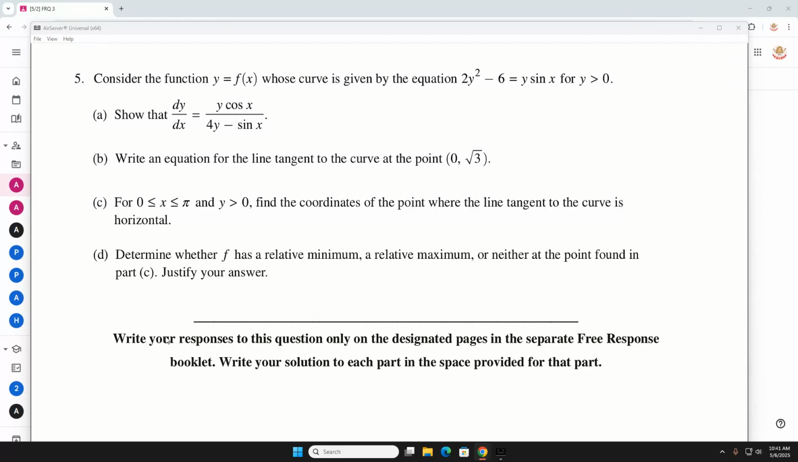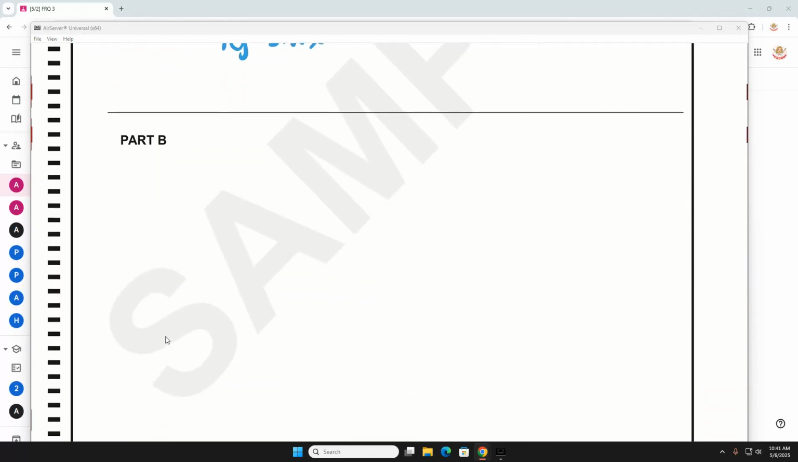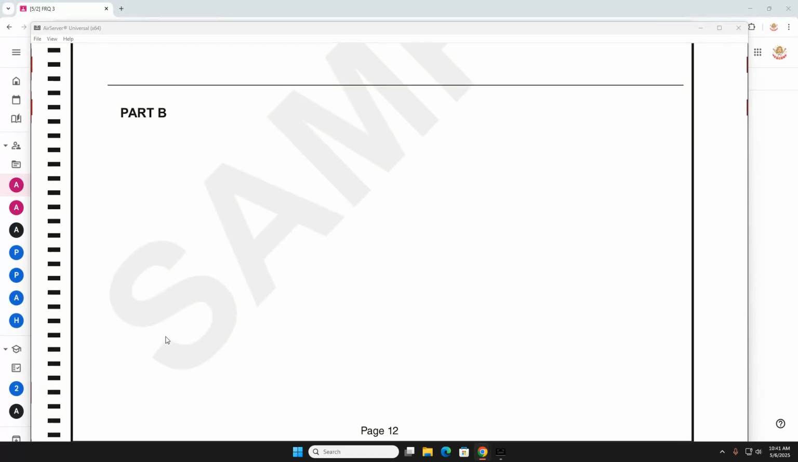Okay, part B. We're going to write an equation for the line tangent to the curve at the point 0, square root of 3. Now we have practiced a lot of these lately. They have them in all different types of FRQ, so that's good. There will 100% be one on your test. It might be in this one, it might be in the differential equation, we just don't know. But anytime we're doing a tangent line, we need a POT and we need a SOT, and they just give us the POT. So that's good.